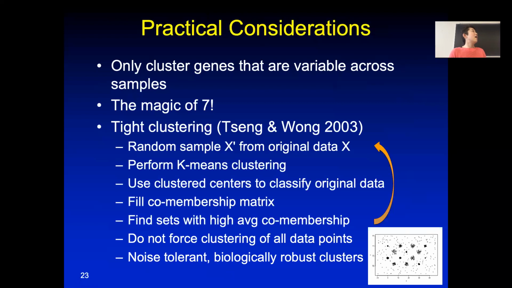Yeah. It seems like the tight clustering method is like cheating, because you choose the one that has the highest average co-membership by taking random samples of your original data. Is this a standard method that people use?